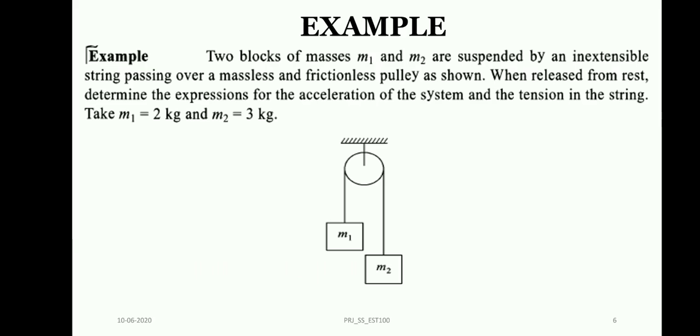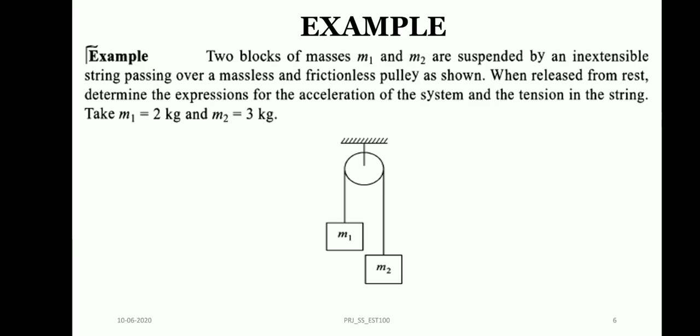Clear? Here the question says that two blocks of masses M1 and M2 are suspended by an inextensible string. Inextensible string means that the two bodies are moving with the same acceleration a. That means M2 moves with an acceleration a in the downward direction, and correspondingly M1 moves with an acceleration a in the upward direction. Clear? Then the next sentence is that the string passes over a massless and frictionless pulley as shown in the figure.